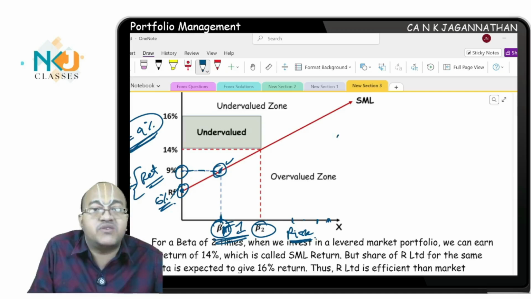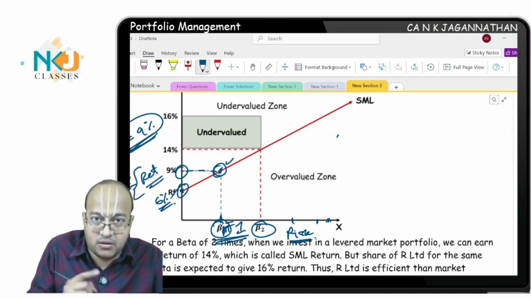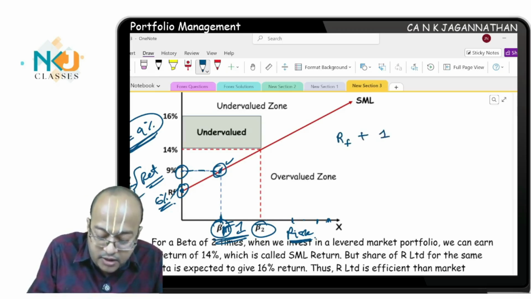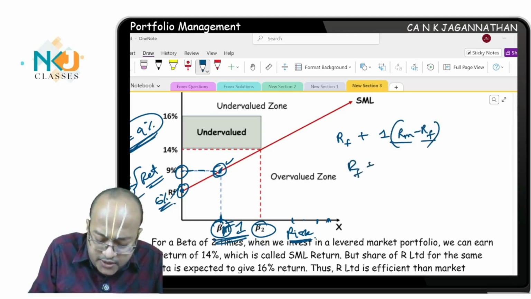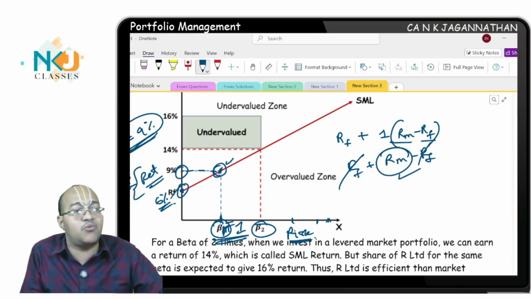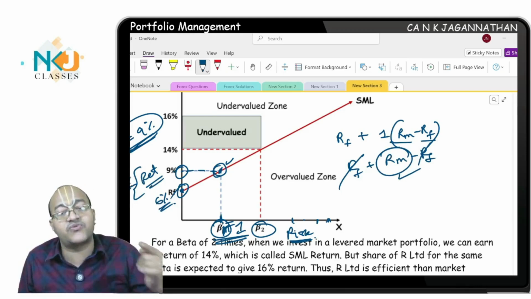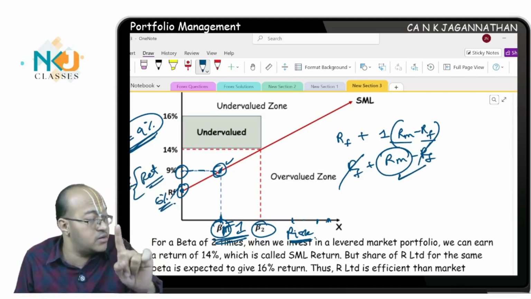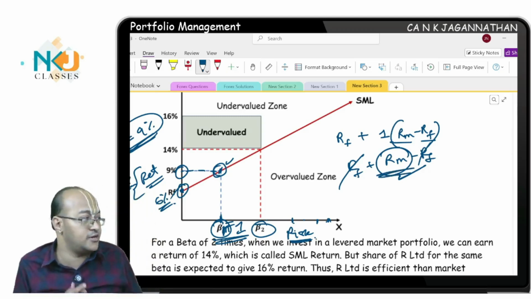If you invest the entire amount in the market, what happens now? It will earn you RF plus beta, which is 1, times RM minus RF. When beta is 1, this is nothing but RF plus RM minus RF. RF gets cancelled. RM is the return you will earn. If you invest the entire amount in the market and your portfolio beta is 1, the return from the portfolio is simply RM. Are you listening to what I am trying to say?